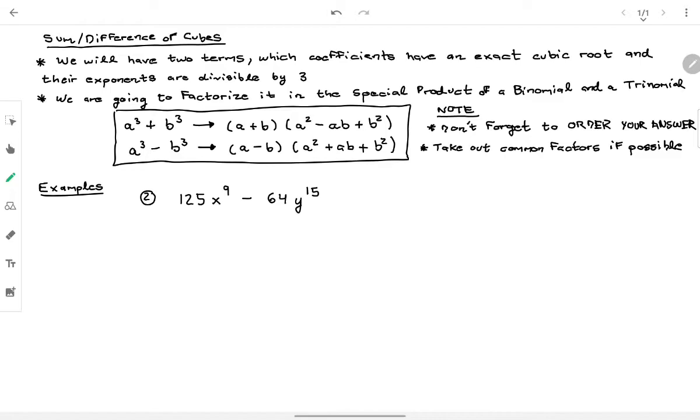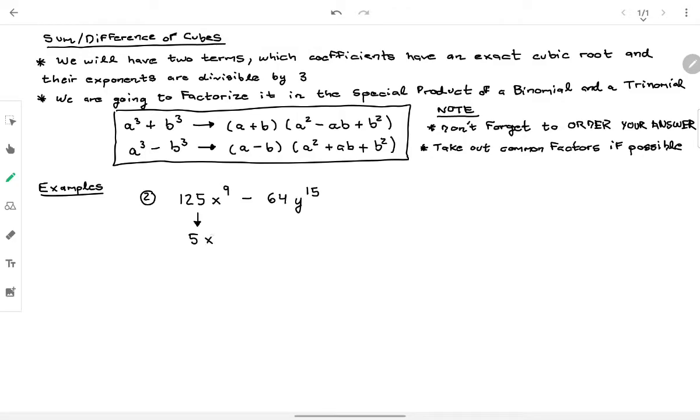So imagine we have something like this: 125 x to the 9 minus 64 y to the 15. So remember, we need to look at the numbers. If they have an exact cubic root, they must be a number multiplied by itself 3 times that gets me that number. 5 times 5 is 25. Times 5 is 125. So the cubic root of this one is 5.